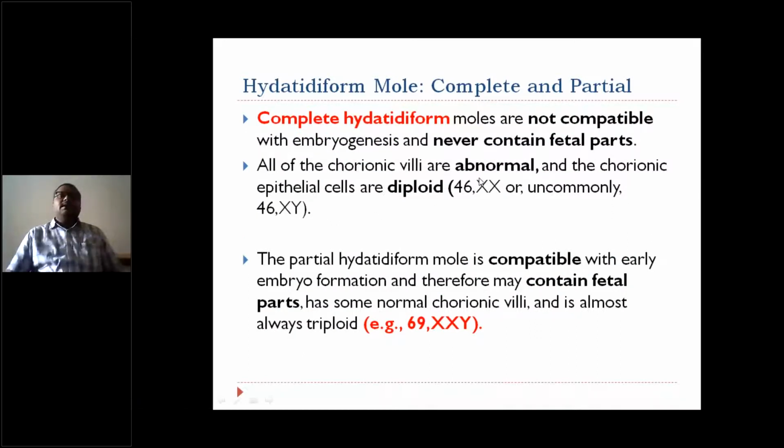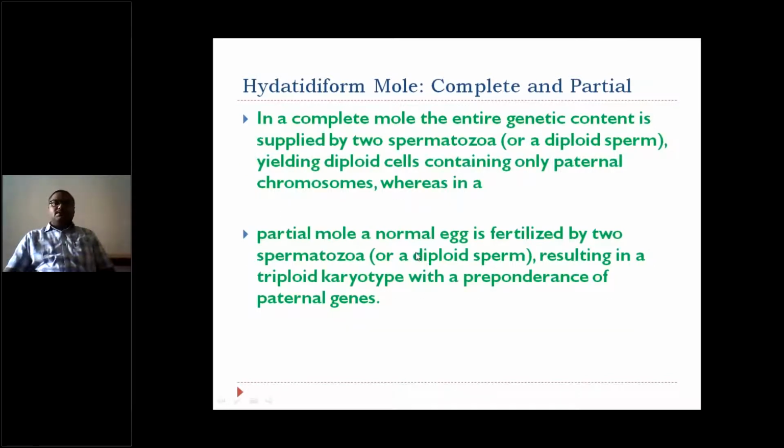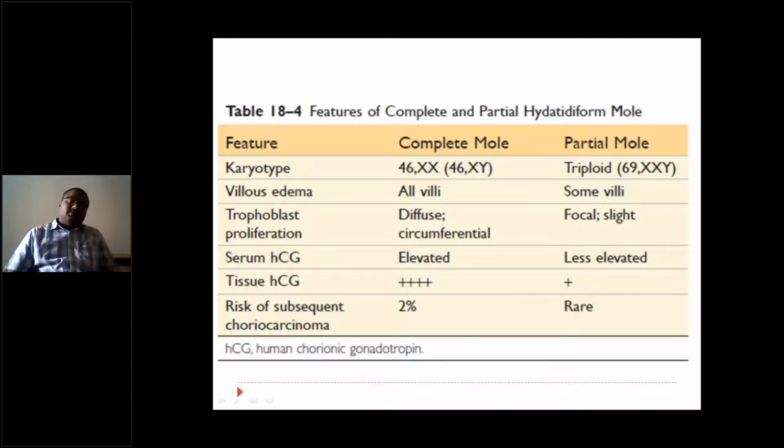All of the chorionic villi are abnormal, and the chorionic epithelial cells are diploid. This is the essential difference between complete and partial Hydatidiform mole, which you should keep in mind. It may be asked as either a four-mark or a two-mark question, so please remember this table. The differences between complete and partial mole, or sometimes the entire topic of Hydatidiform mole, may come as a four-mark question. In a complete mole the karyotype is 46 XX or 46 XY; in a partial mole it is triploid, 69 XXY.